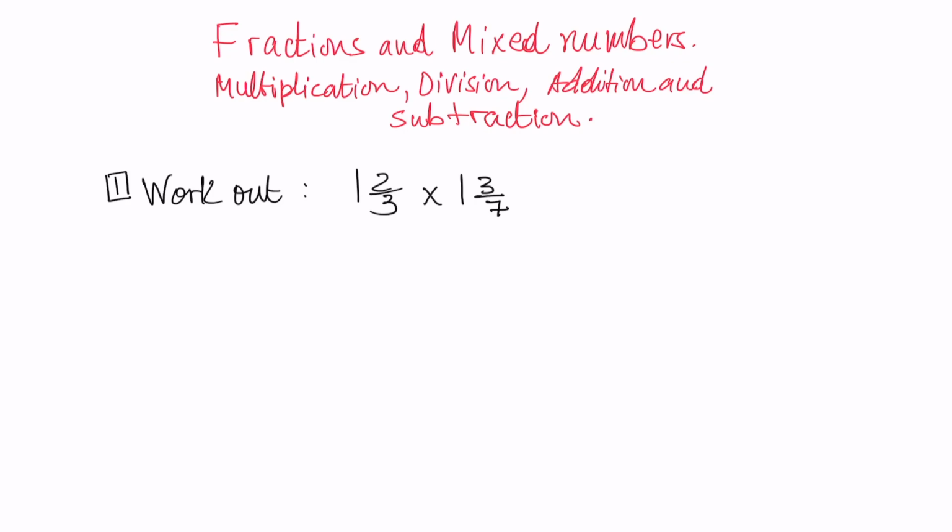Hi, in this video I'm going to show you how to multiply, divide, add and subtract fractions and mixed numbers. So let's start with this example. Work out 1 and 2/3 multiplied by 1 and 3/7. So this is a mixed number, and first you have to change it into an improper fraction.